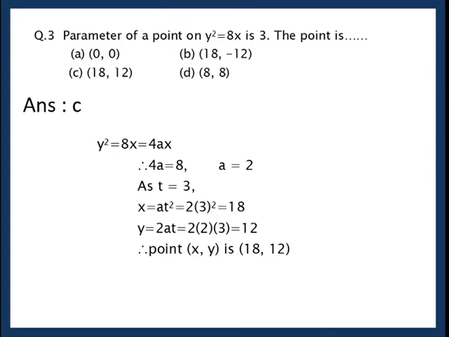Now the next one, parameter of a point on y square equal to 8x is 3. Then the point is, now for y square equal to 8x, what is a? A equal to 2. Now parameter t is given to be 3. What are the parametric equations of parabola? x equal to at square, y equal to 2at. Substitute the values. So 18, 12 is the point. Correct option is C, Calcutta.